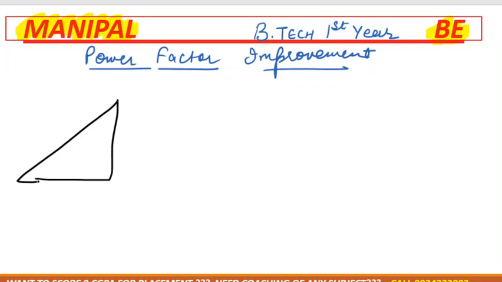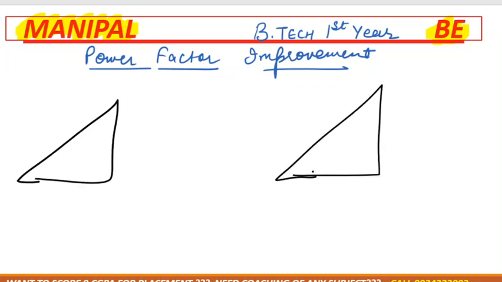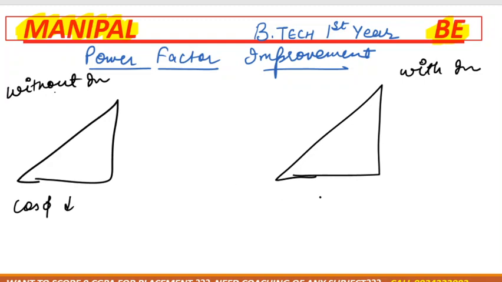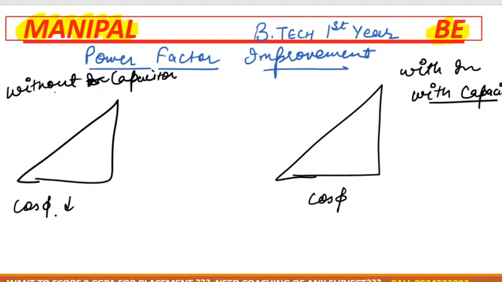For that, you need to do a standard thing in every question. You have to make two power triangles. One is without improvement and one is with improvement. Without improvement means power factor is less, and with improvement means power factor is increased, and by adding a capacitor we can improve the power factor. So that is with capacitor and that would be without capacitor. Got it?